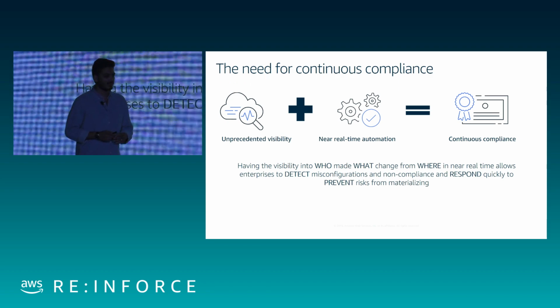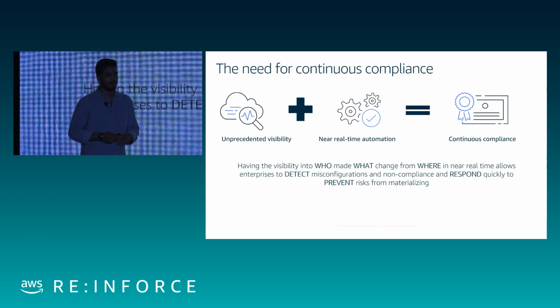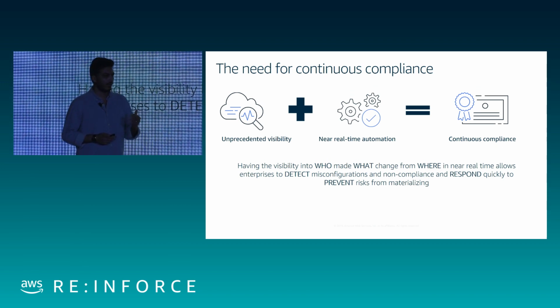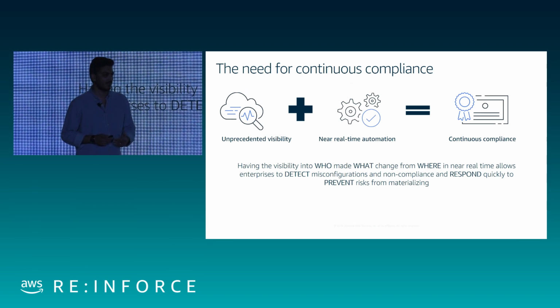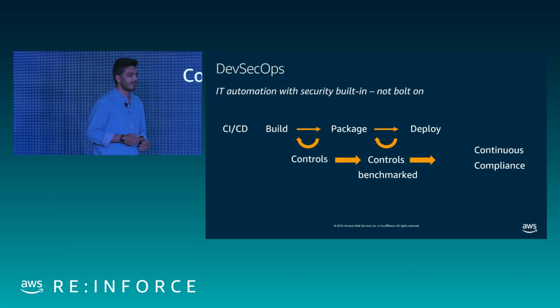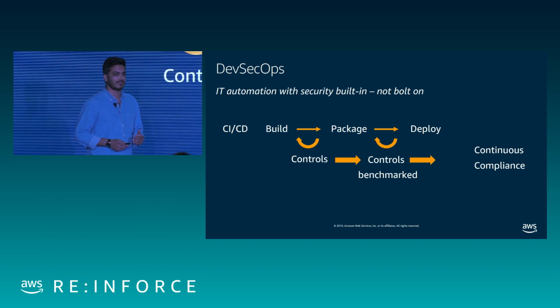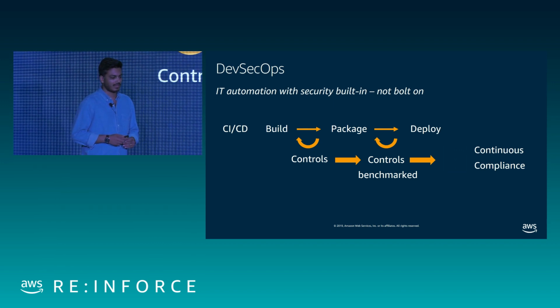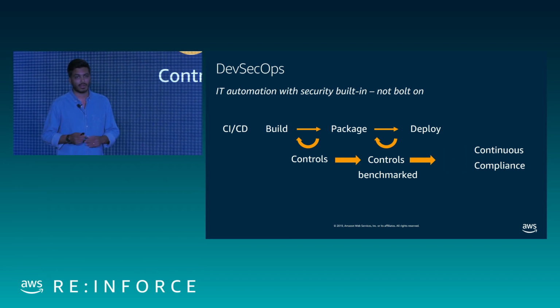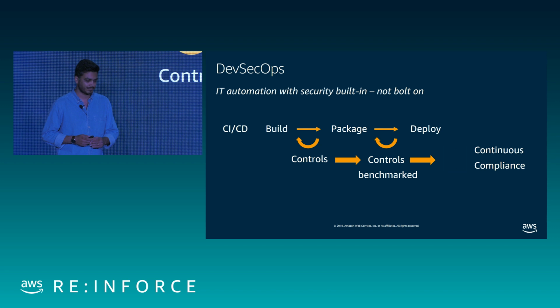Continuous compliance is unprecedented visibility and near real-time automation. With continuous compliance, you know who changed what, where did this change originate from. You continuously detect, remediate, and automate your applications and infrastructure. With continuous compliance, security is built in, not bolt on. Security is treated as a daily practice, not as an afterthought, and not as a one-off activity.